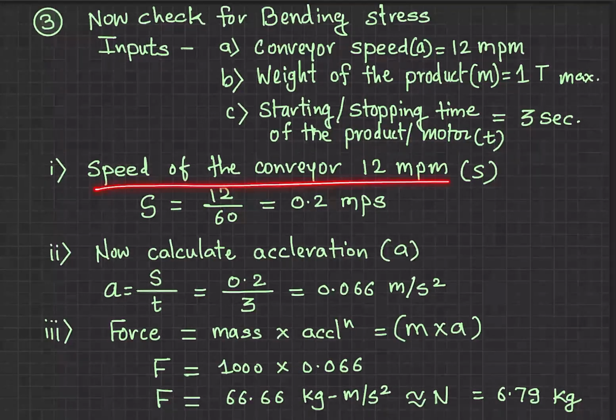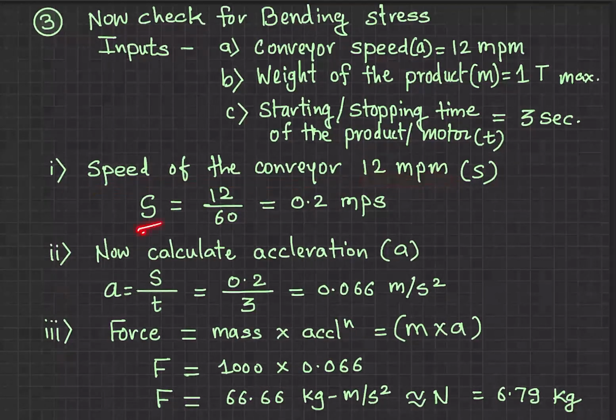Speed of the conveyor is 12 meter per minute, so S equals 12 upon 60 seconds, which comes to 0.2 meter per second. So we have just converted from meter per minute to meter per second. Now calculate acceleration. Acceleration is nothing but S upon T. S is speed of the conveyor and T is the time taken by the motor to ramp up the speed. So 0.2 divided by 3 comes to 0.066 meter per second square, which is the acceleration.